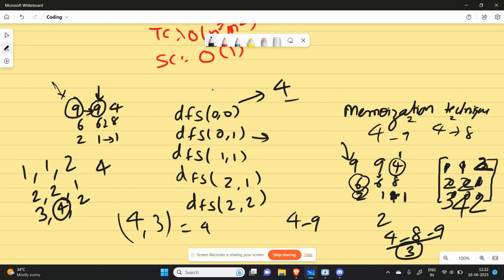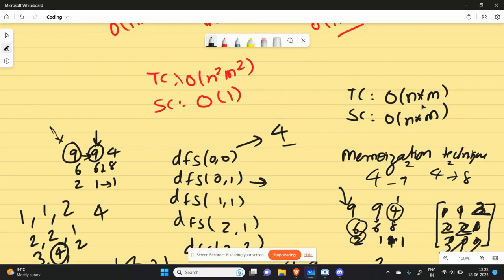So let's try to quickly solve it. If we apply this memoization technique, then time complexity would reduce to order of n into m, and space complexity would become order of n into m. So we have reduced the time complexity from n square m square to order of n into m, and we have increased the space complexity from order of 1 to order of n into m. Considering today's scenario, we don't have any strict limitation on space, we can assume we have infinite space, but we have very limited time. So this one is the optimal approach. Now we'll just go ahead and implement this solution.